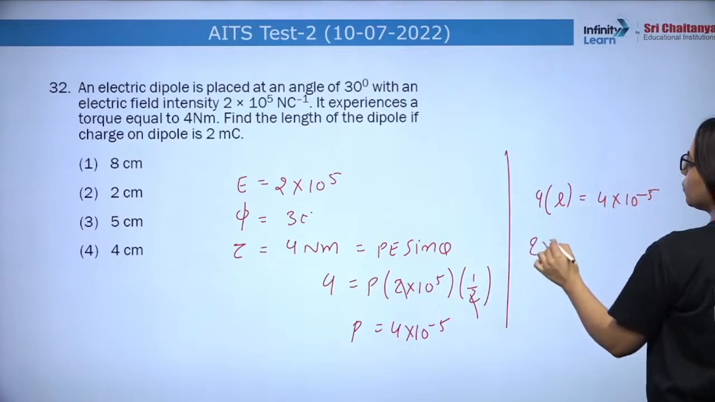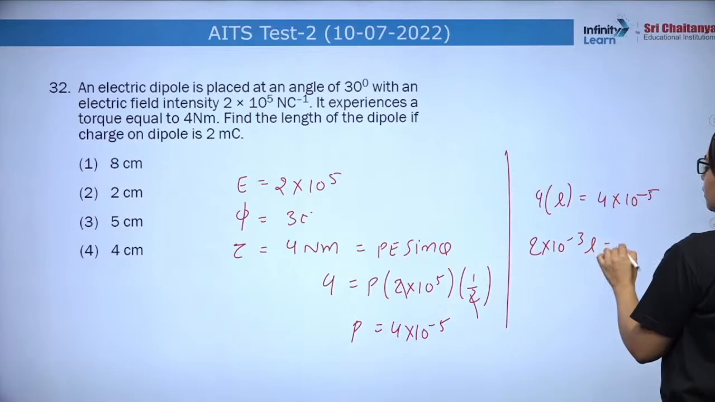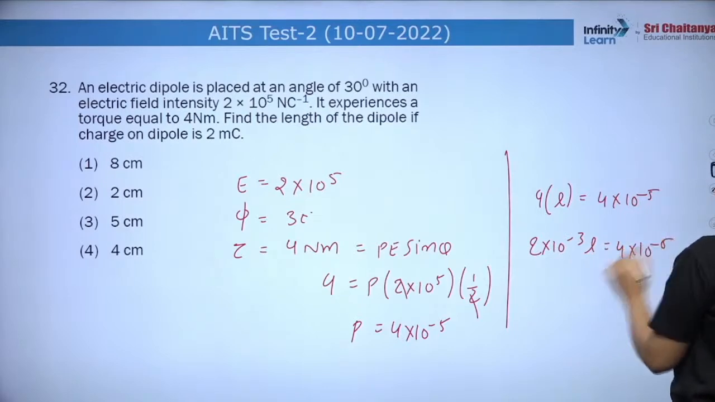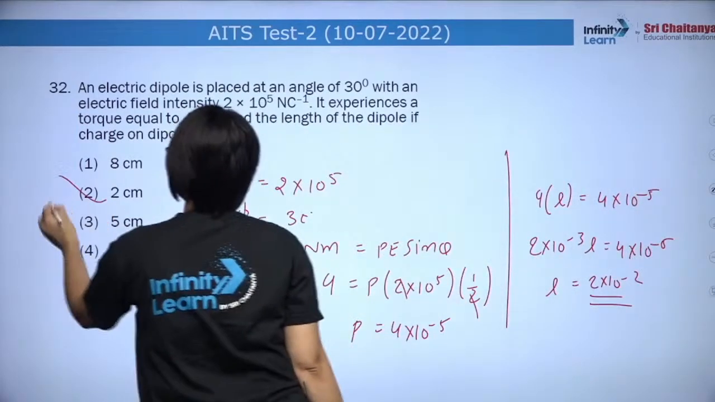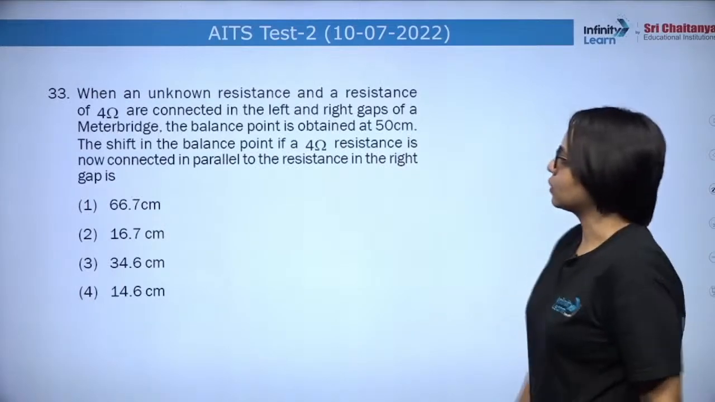Q is 2 into 10 power minus 3 into L is equal to 4 into 10 power minus 5. L is 2 into 10 power minus 2 meter, which is equal to 2 centimeter. Next is question number 33.